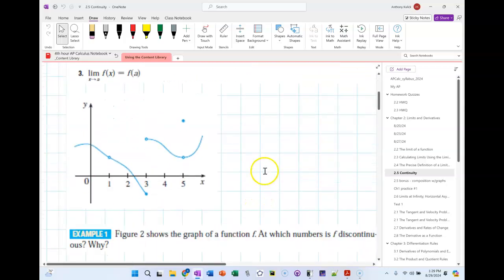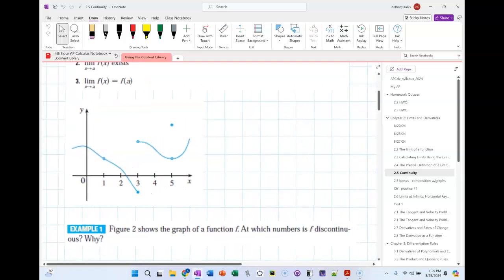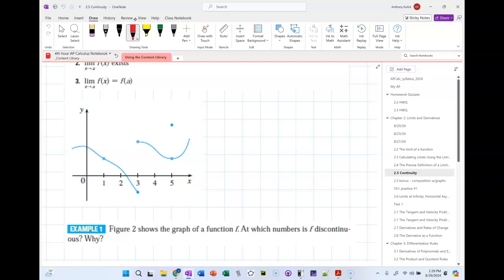So let's take a look here at an example. Figure 2, that's the picture you're looking at, shows the graph of a function f. At what numbers is f discontinuous and why? Hopefully it's really easy to see where the discontinuities lie. Where are the discontinuities? 1. Where else? 3, great. And where else? 5. Okay.